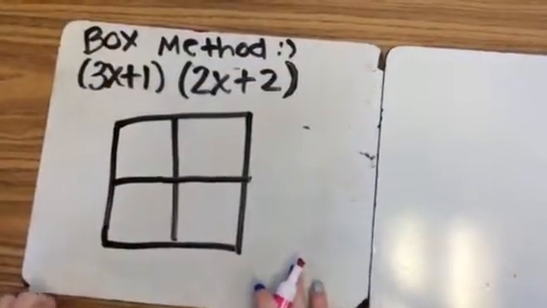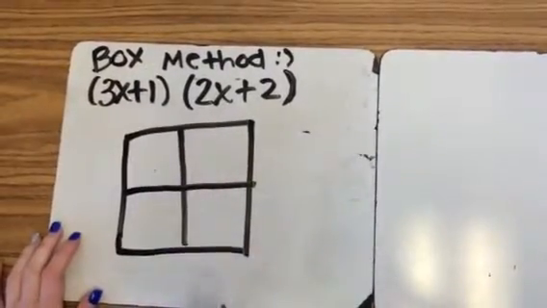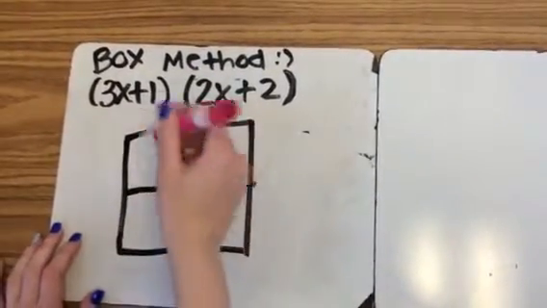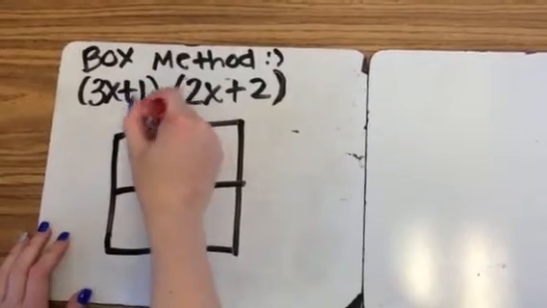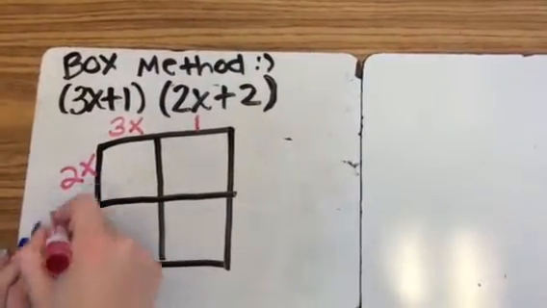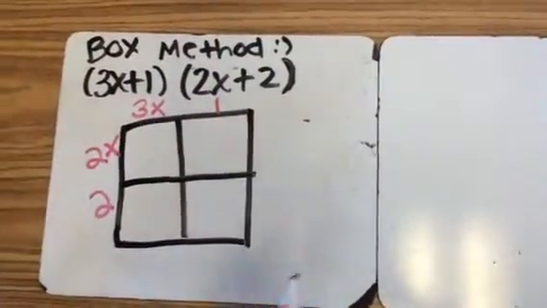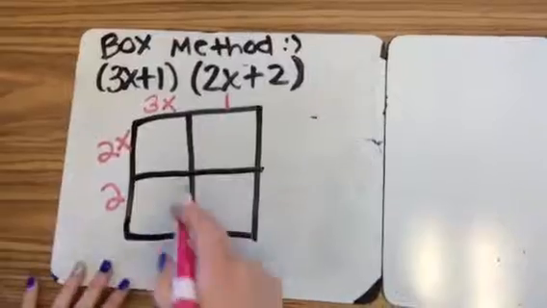Okay, so this is another method called the box method. What you do is you multiply these using a box. So this one goes on the top. So you go 3x and 1. And then it's 2x and 2 on this side. You do not add the plus signs or the minus signs or whatever you have in this equation. You just multiply in the box.